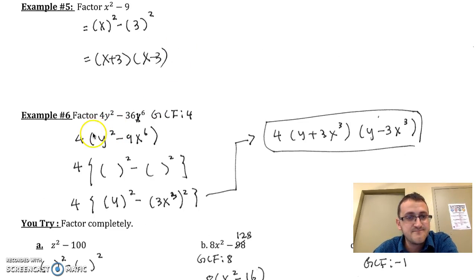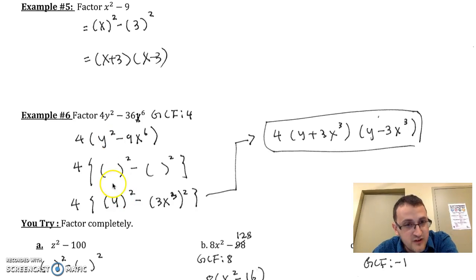Example 6 is a little bit more difficult because you do want to pull out that 4 first, so you do want to think about what your GCF is. And we're going to call this 36x to the 6th. A little typo there in your notes. So I pull out the 4, and I get y squared minus 9x to the 6th. And we want to think about it's something squared minus something squared.